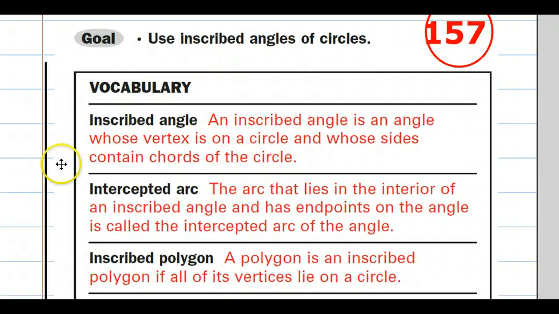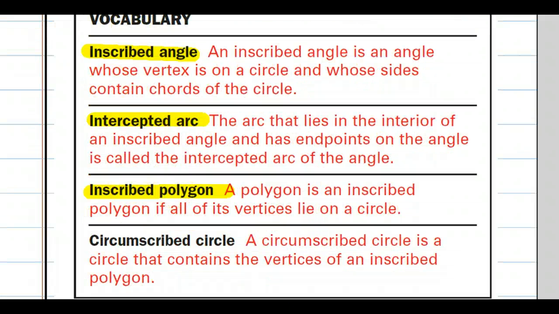So the vocabulary that we've been using is the vocabulary listed on page 157. They're new words, but we've talked about the inscribed angle. We've also talked about the intercepted arc. And in earlier activities, we talked about the inscribed polygon. And that's where all the vertices of the polygon lie on a circle. And then there's a new word that we're going to use called circumscribed circle, and that's a circle that contains the vertices of an inscribed polygon. So these two relationships, they feed off one another.